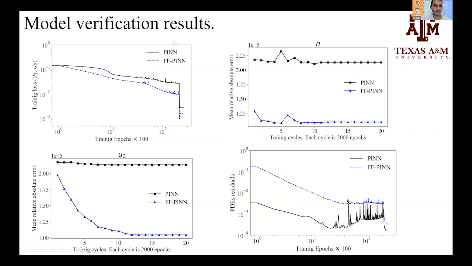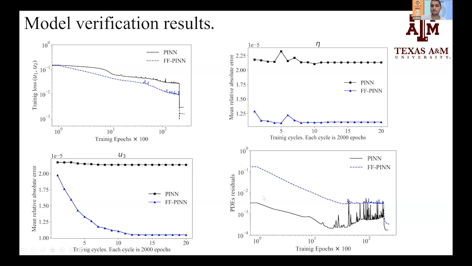Also, other results: comparing the model behavior for the physics-informed neural network and the Fourier feature physics-informed neural network, the training loss for U1 and U2 was better for the Fourier feature part. Also, the mean relative absolute error for prediction of the surface elevation was better for the Fourier feature part. And for U3, the vertical velocity component, you can see that the Fourier feature part is converging much faster towards the correct solution.